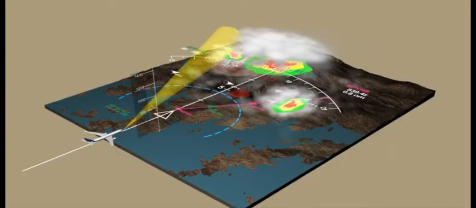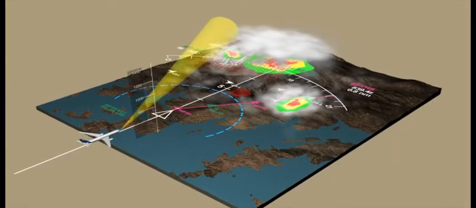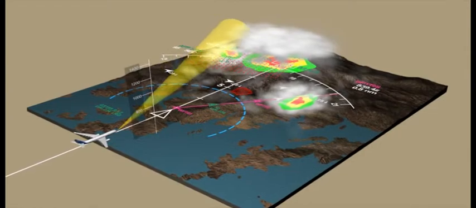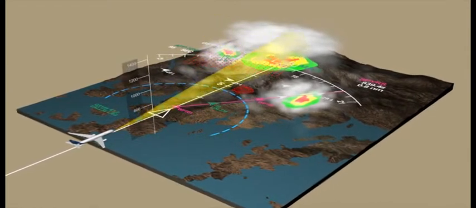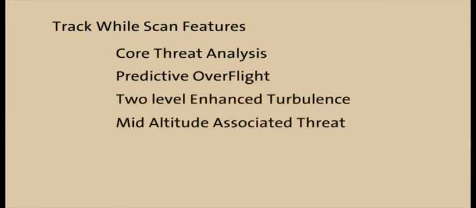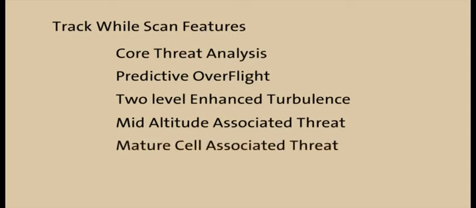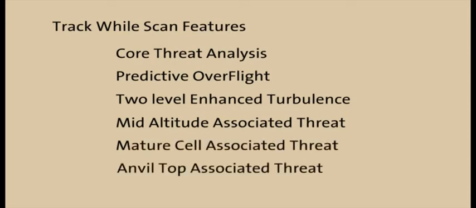ThreatTrack is based on Rockwell Collins' Track While Scan technology, which is described in detail in Module 4. Track While Scan enables the following new features: Core Threat Analysis, Predictive Overflight, 2-level enhanced turbulence, mid-altitude associated threat, mature cell associated threat, and anvil top associated threat.